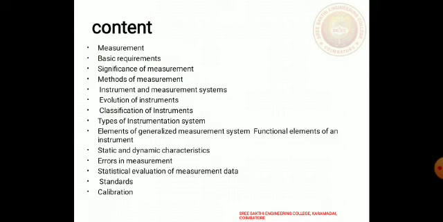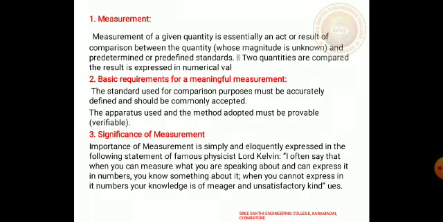Basically, measurement. The measurement of a given quantity is essentially an act or the result of comparison between the quantity and a predefined standard. Basic requirements of measurement: there are two types of requirements. The standard used for comparison purpose must be accurately defined and should be commonly accepted. And the second one is the apparatus used and the method adopted must be provable.